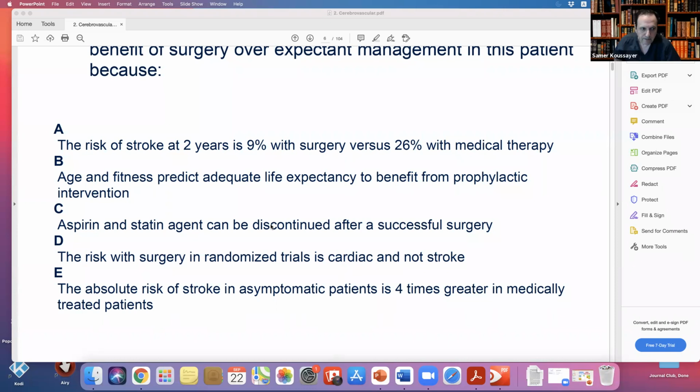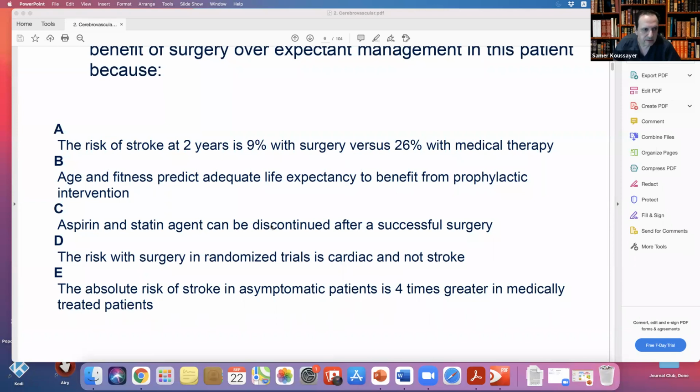Okay. The absolute risk of stroke in asymptomatic patients is 4 times greater in medically treated patients. No, it's really only 2 times. In medical treatment, the risk of stroke is about 12% in 5 years, medical treatment only, and surgery 6%, so almost double, not 4 times. So this is wrong also. All this is off. So 2 times, okay, not 4 times. So what will you be answering?